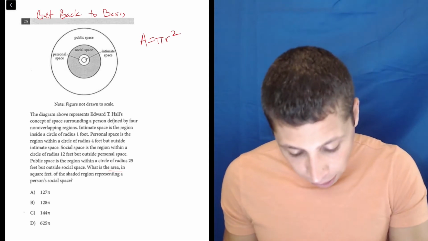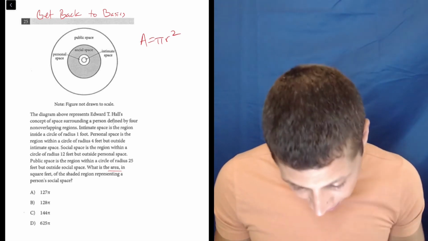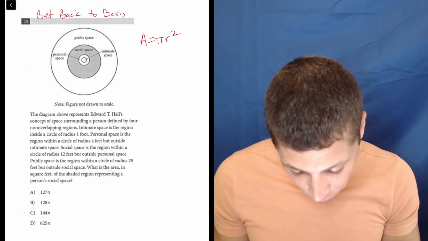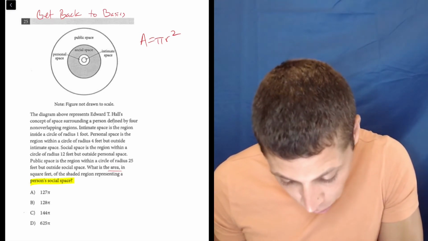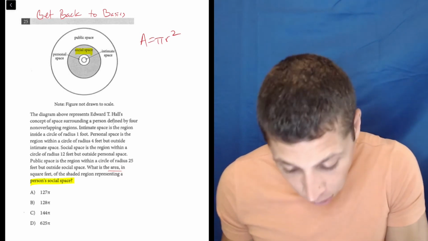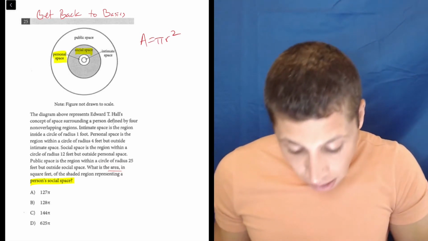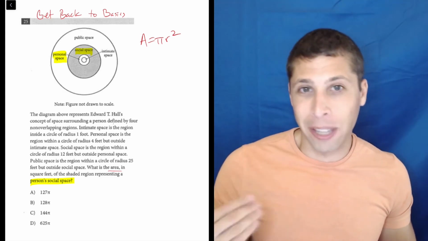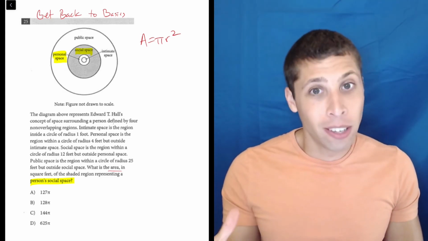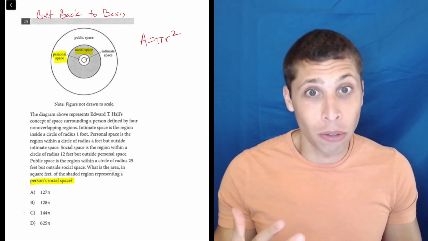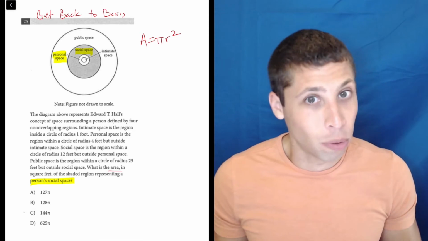So now it comes to sorting. This is where you've got to kind of maybe focus on the end here. What is the area in square feet of the shaded region representing a person's social space? So it's the social space, but we can see that there's a piece missing. The personal space is missing. So they're going to give us more information than we need here. This is unusual for an SAT question, but that's why I categorize it as a model, not a geometry question per se. It's more about the story and sorting through that information than it is about the actual solving.